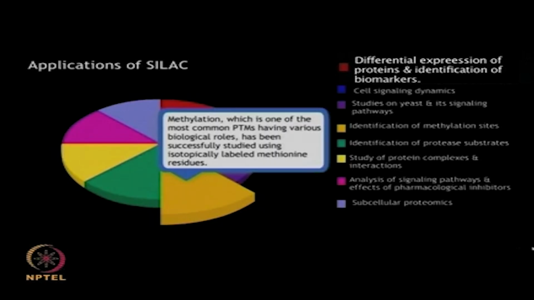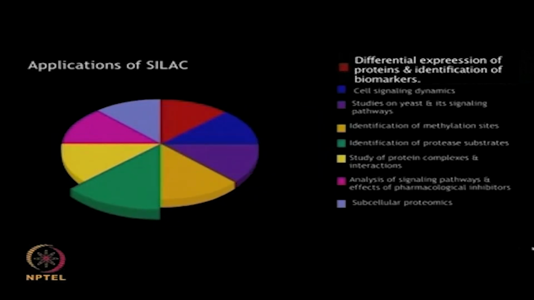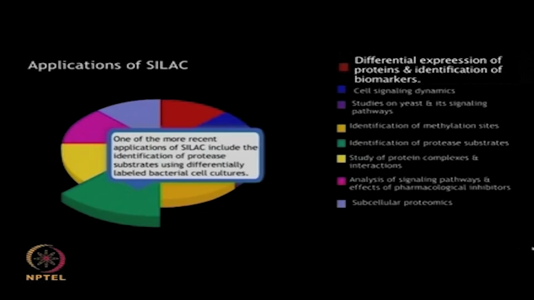Methylation, which is one of the very common PTMs having various significant biological roles, is successfully studied using isotopically labeled methionine residues. One of the recent applications of SILAC includes the identification of protease substrates using differentially labeled bacterial cell cultures.